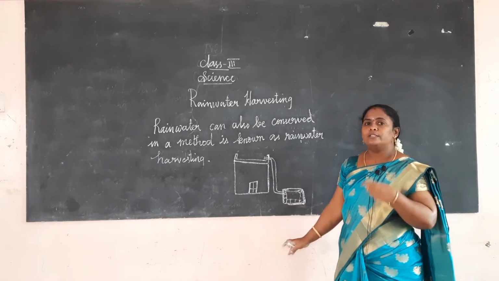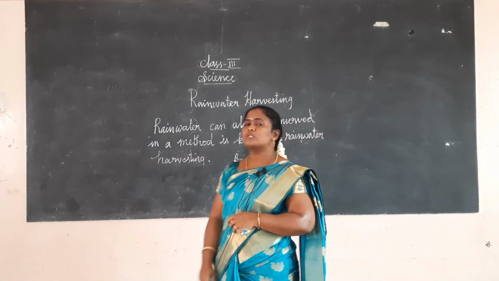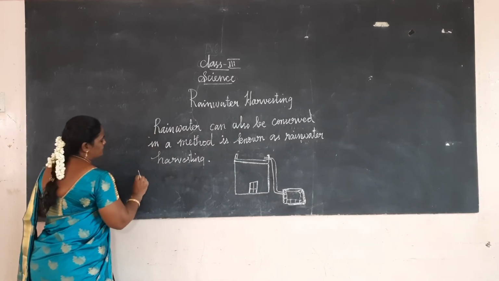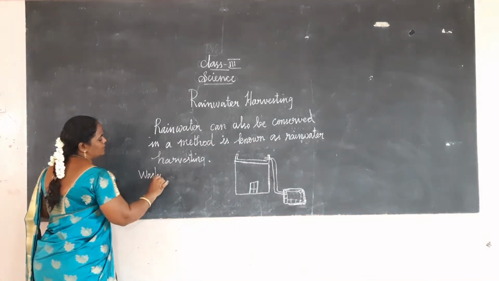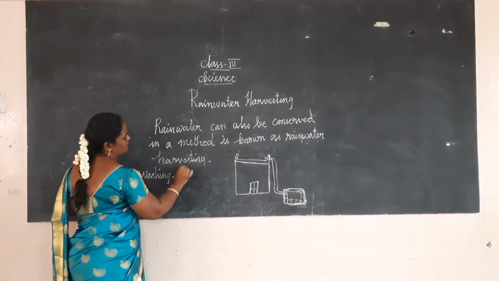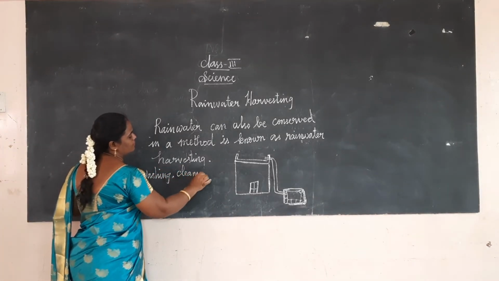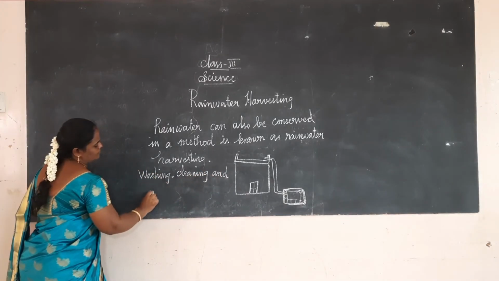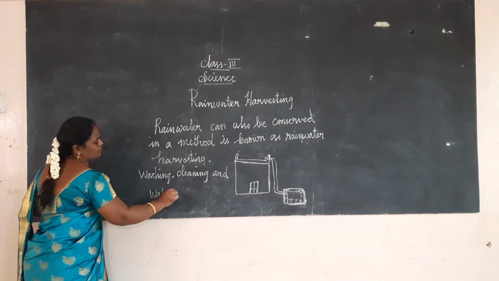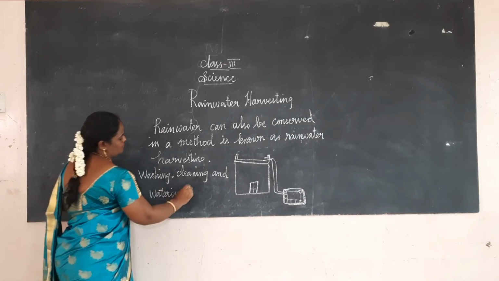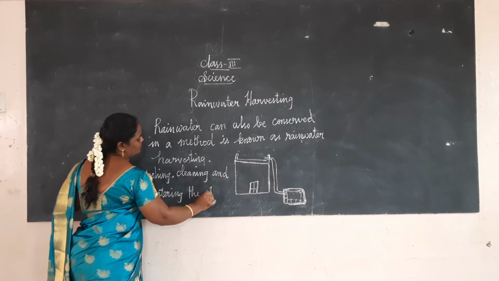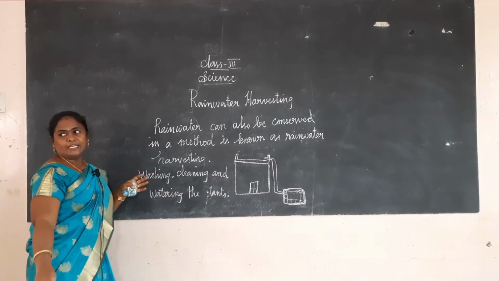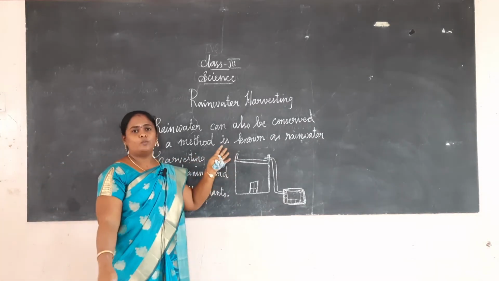So this water can be used in various household activities. We can use it for many different activities, that is washing, cleaning and watering the plants. Okay, so this is the method of rainwater harvesting.